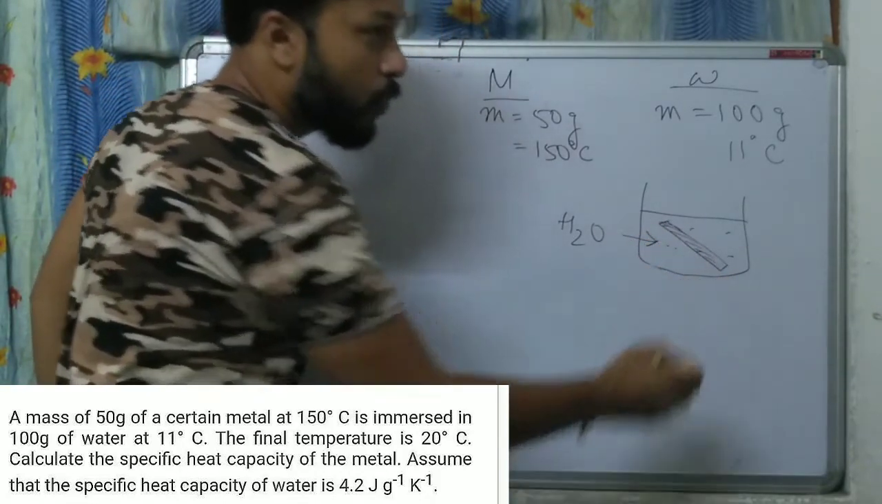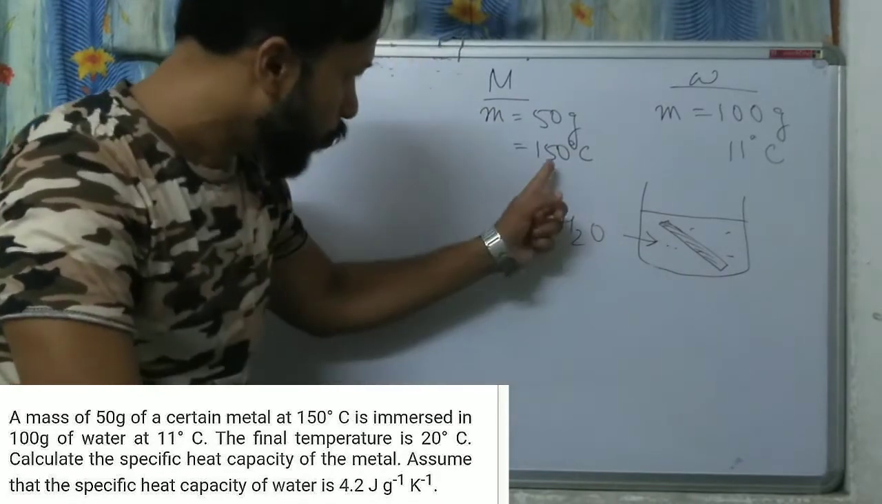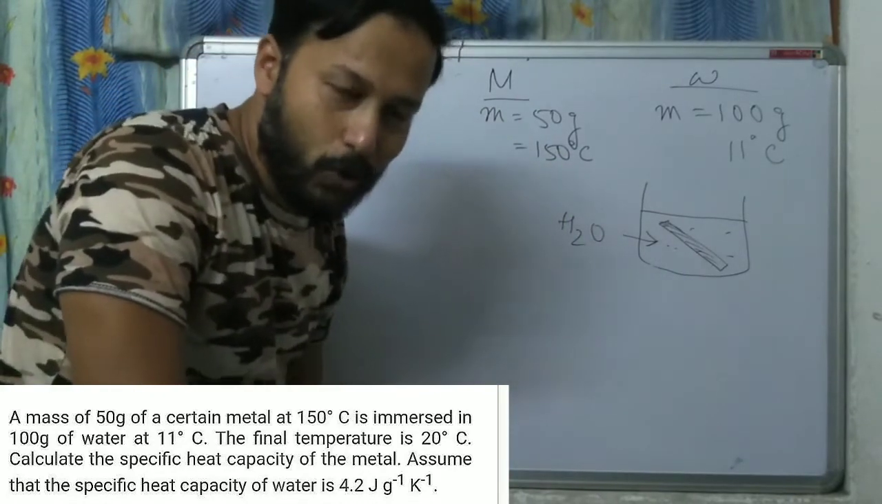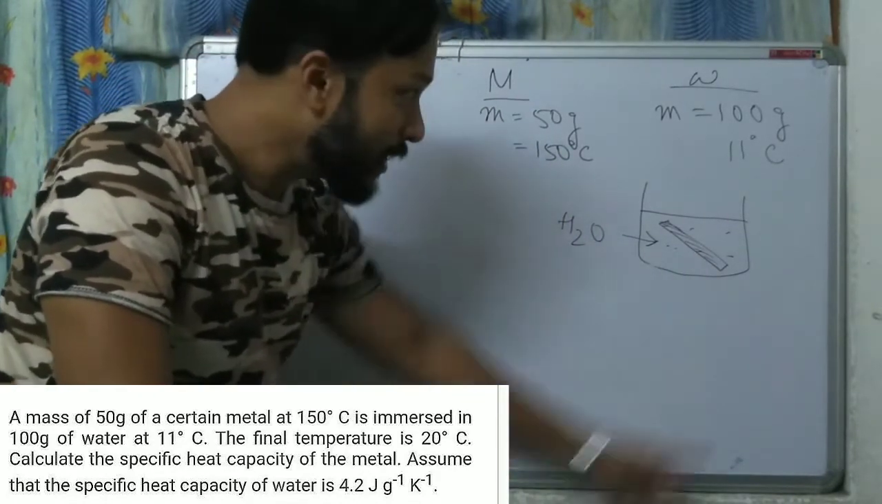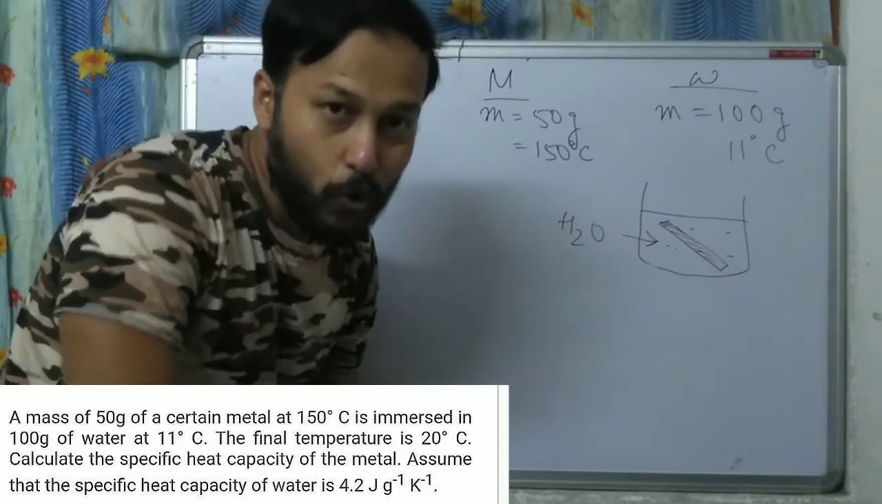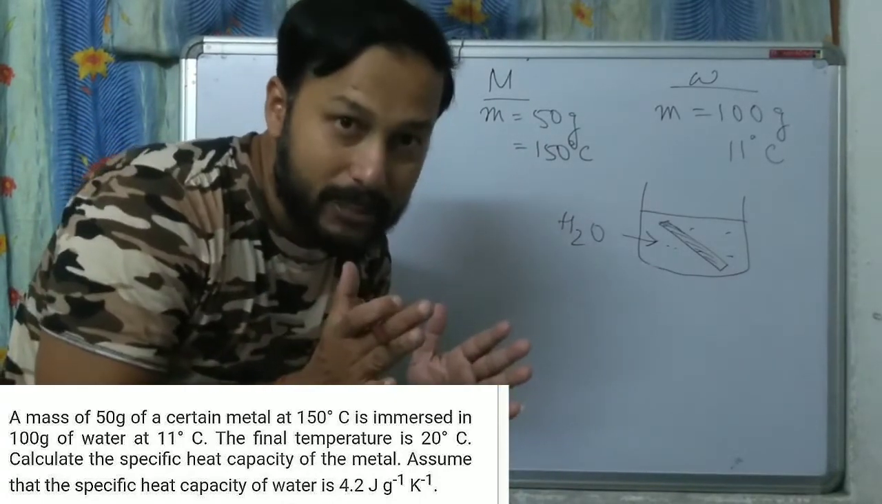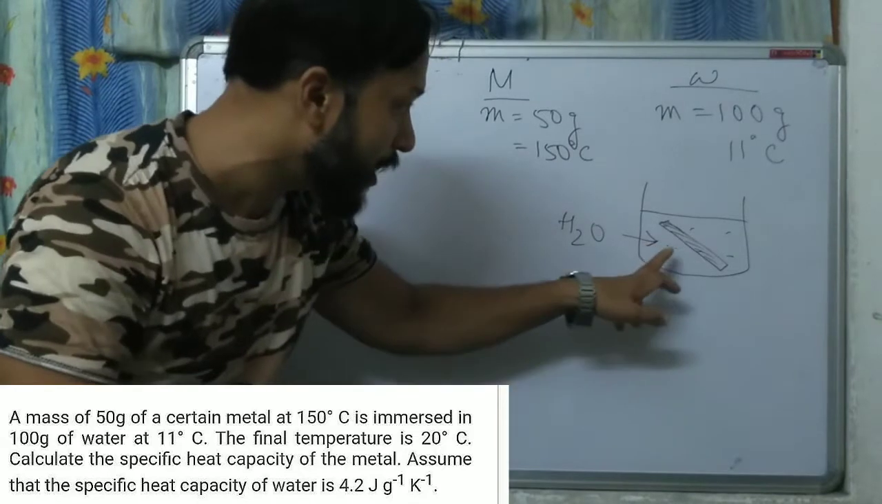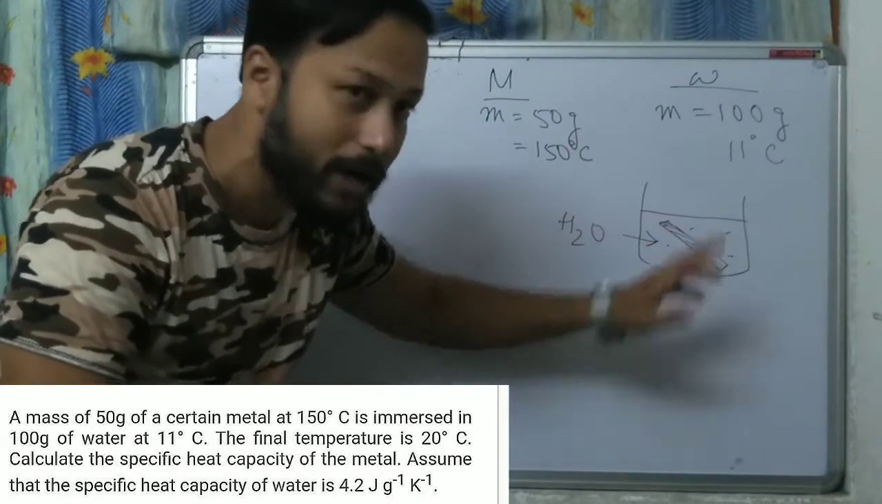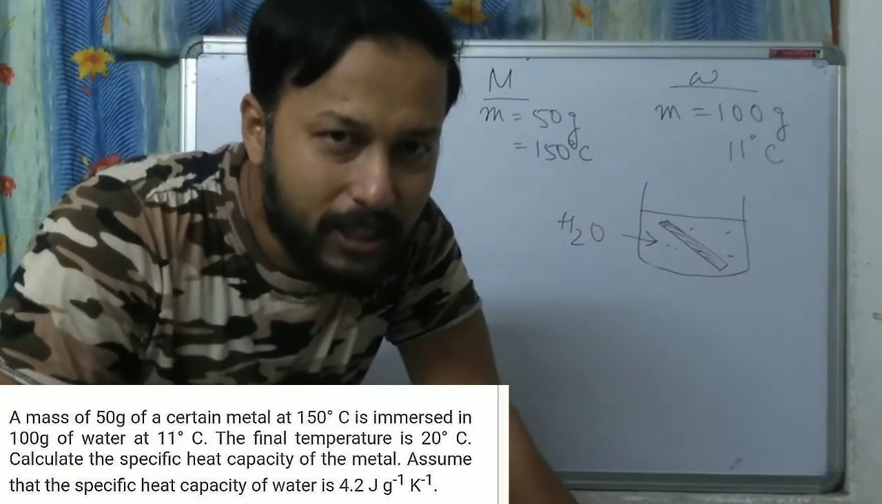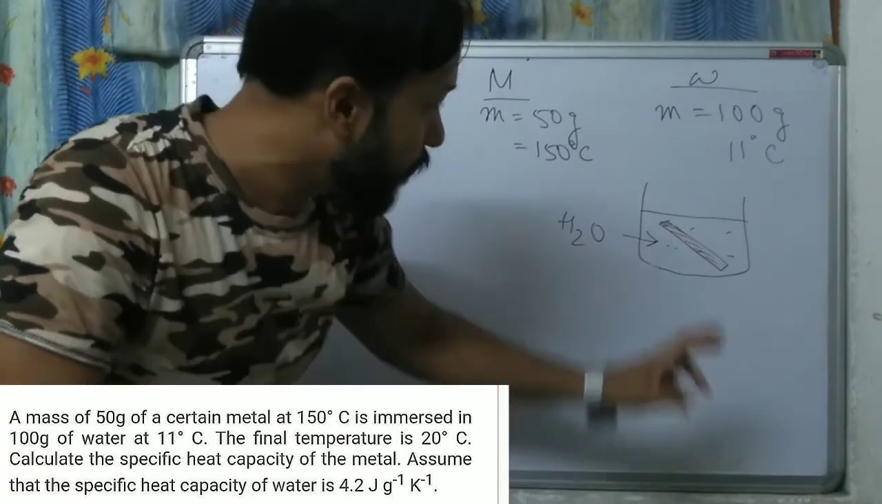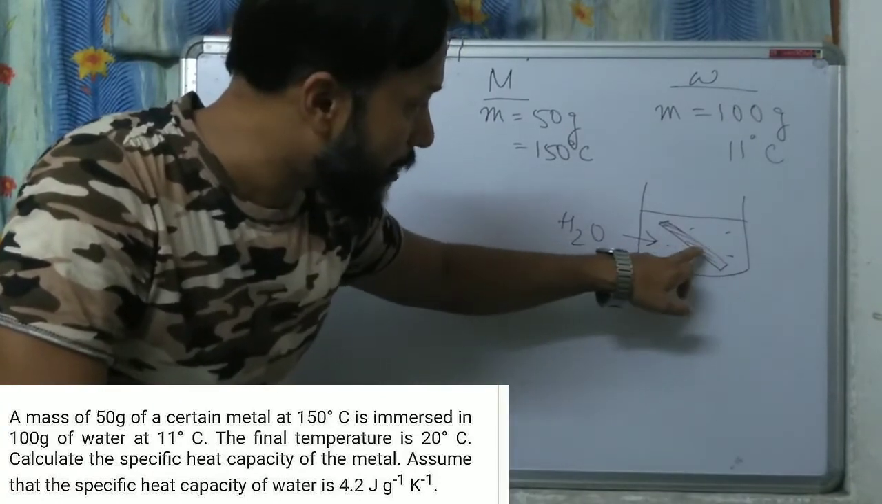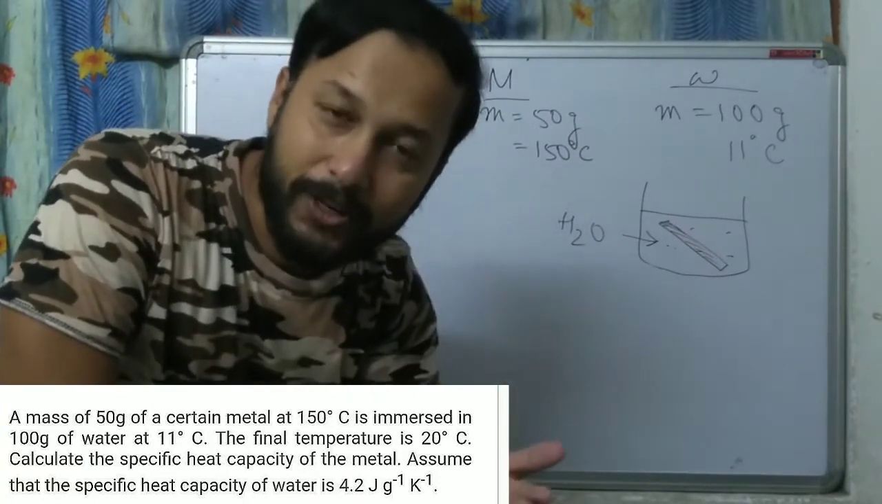Okay. What is the temperature of the metal? 150 degrees Celsius. What is the temperature of water? 11 degrees Celsius. So when they come in touch, when you have immersed the metal in water, you will observe that the temperature of water and metal both are changed.